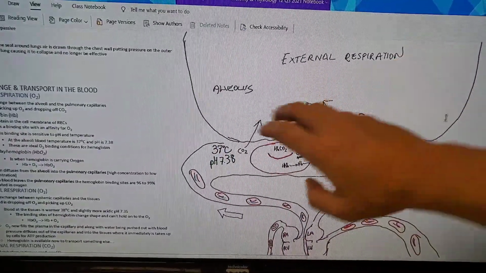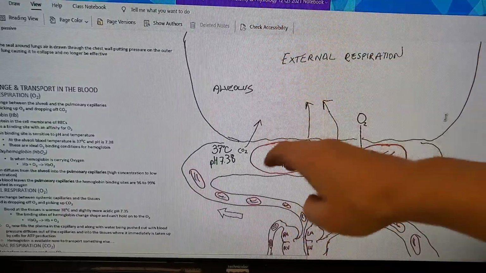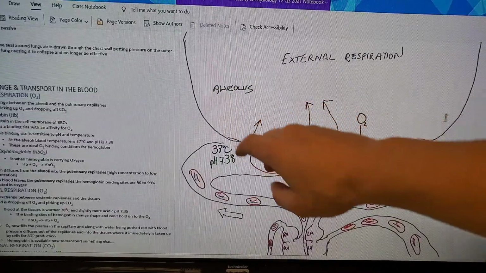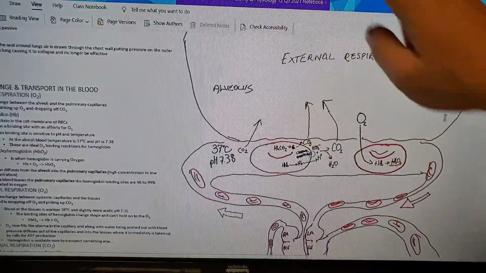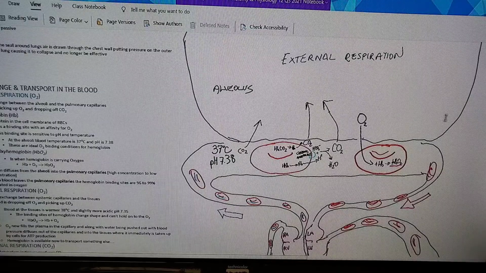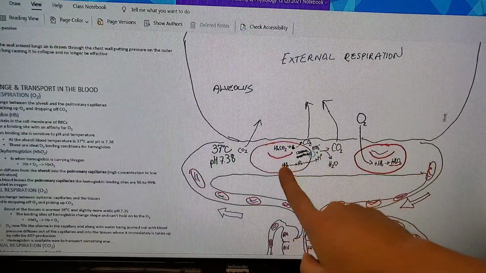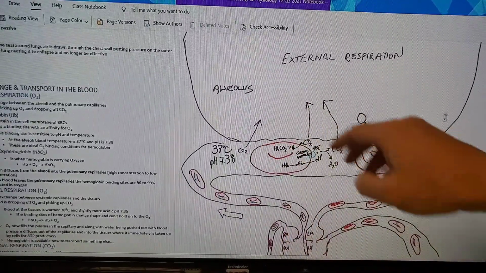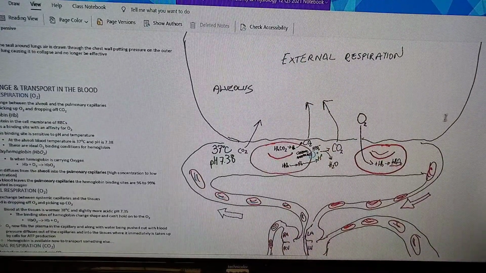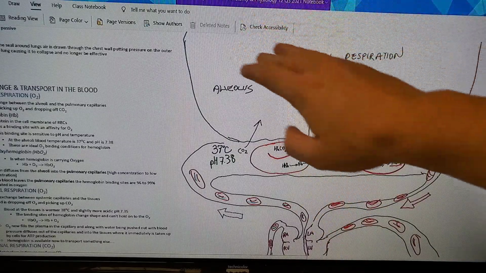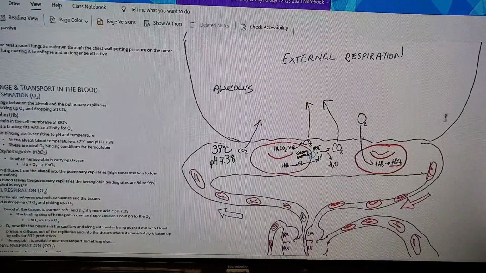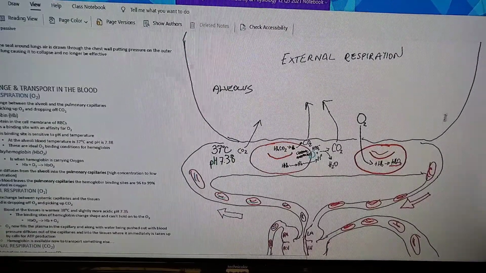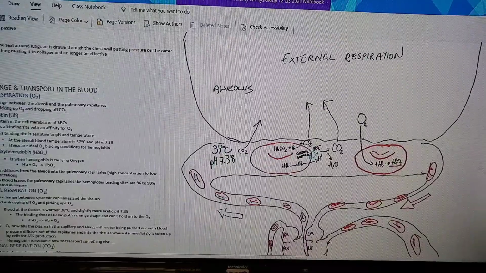There's no CO2 in here, so we have a partial pressure, so it diffuses out into here. Out it goes. Meanwhile, of course, now all of these hemoglobins are free to take up oxygen as they move through, and you breathe out that CO2 and the water vapor in external respiration. And that is gas exchange and transport in the blood. So there you go.